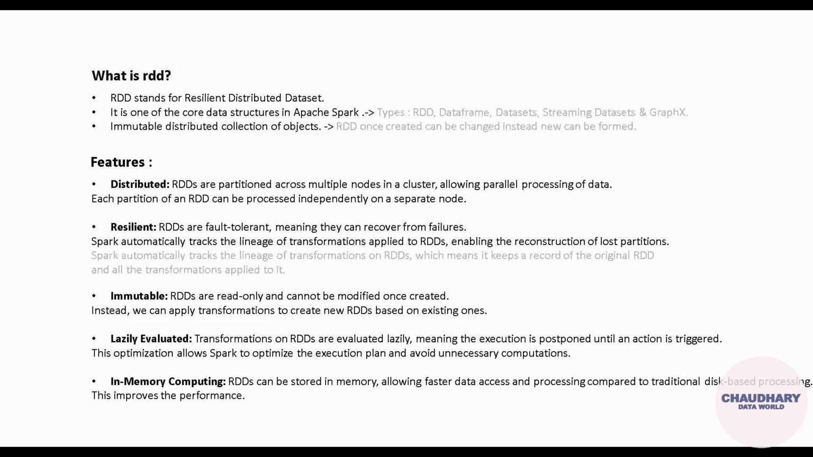For that, you can see here the words: Spark automatically tracks the lineage of transformations applied to RDDs. This is a heavy word which may confuse you, but hold on. Lineage of transformation is nothing but the track record of which transformations went ahead. Suppose you uploaded the data set. After uploading, you renamed some columns. After renaming, you dropped some columns. After dropping, you added a particular column.